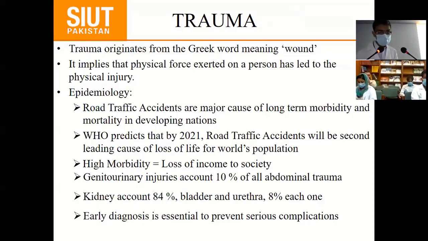Genitourinary injuries account for 10% of all abdominal trauma, in which the kidney is the major part, 84%, and the rest, bladder and urethra, each 8%. The early diagnosis of trauma is very important to prevent any serious complications.